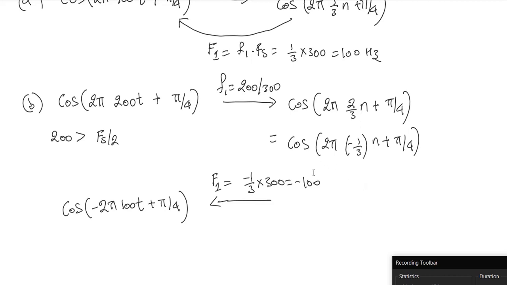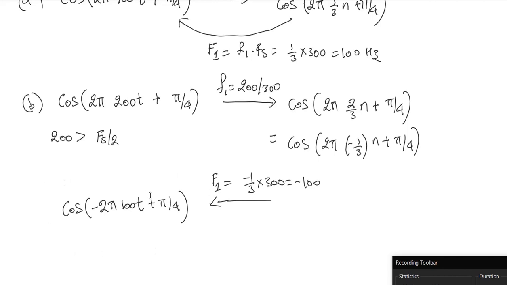So now if you convert this signal back into continuous, the formula we are using is the continuous frequency should be the discrete frequency times the sampling rate, which will give us minus 100, and this is the signal we get back. So note that we started from this signal here, and we took the samples, we converted them back to continuous, and we got a different signal.